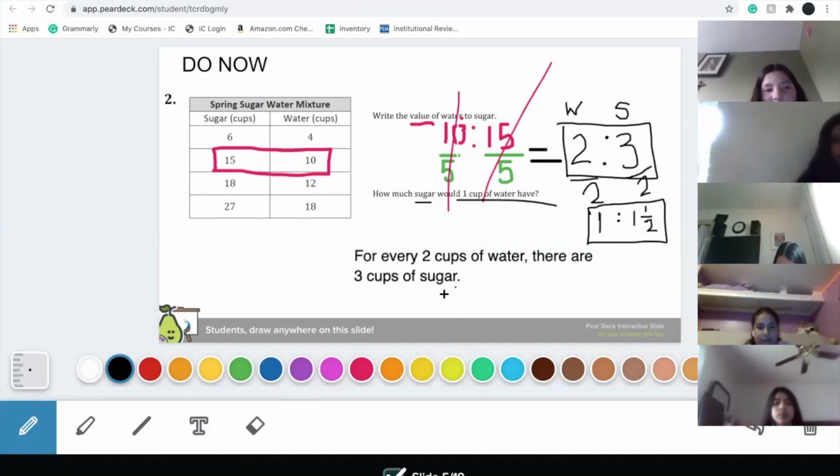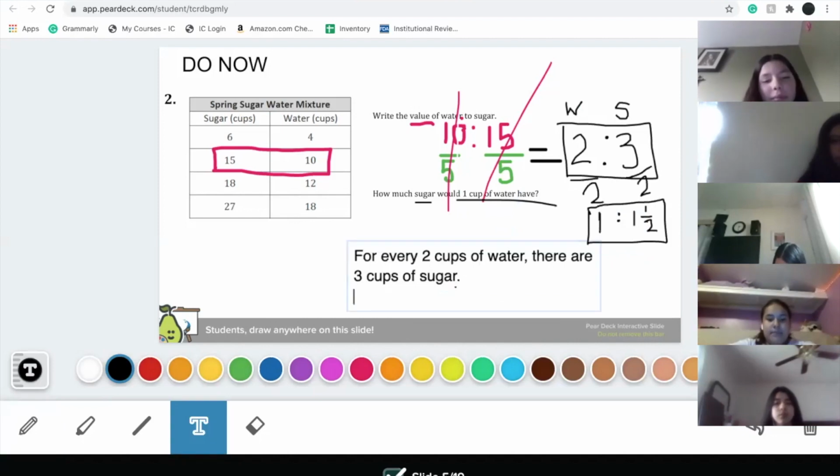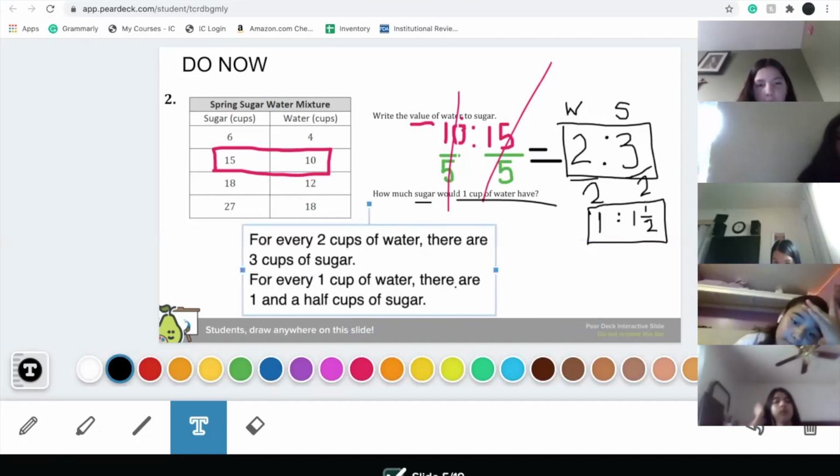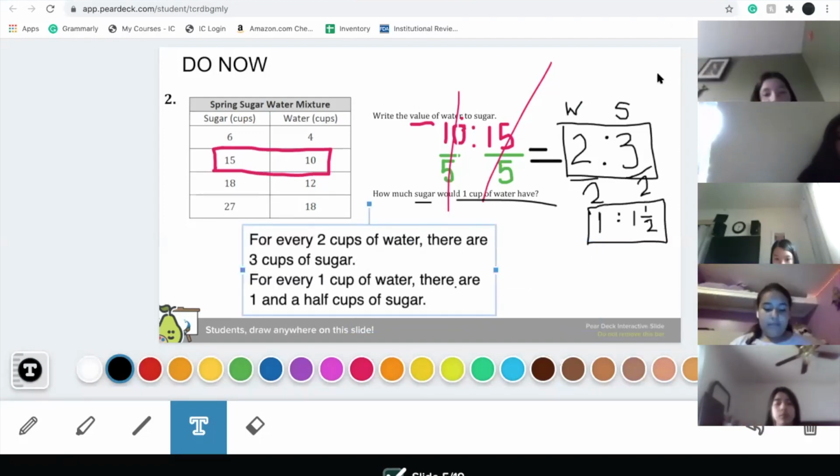So I'll also put that in the text. For every 1 cup of water, there are 1.5 cups of sugar. Take a second to copy that in. I'll know you are finished when you let me know in the chat that you finished copying this in.